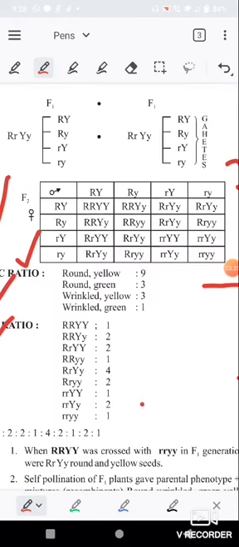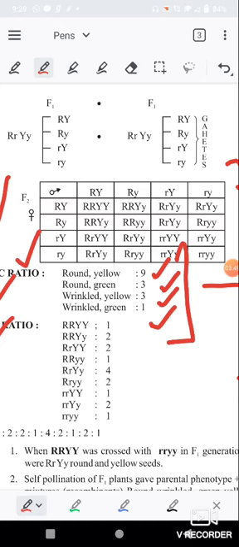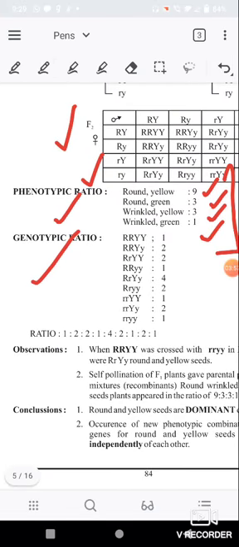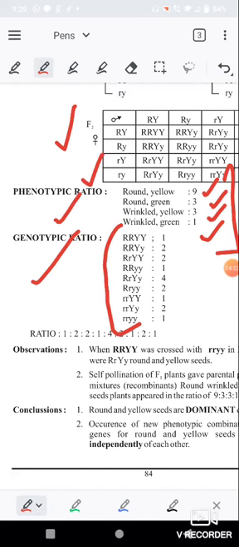When we calculate, there are 9 progenies which are round and yellow, 3 which are round and green, 3 which are wrinkled and yellow, and 1 which is wrinkled and green. So Mendel found the phenotypic ratio like this, and he was getting the 9:3:3:1 ratio. And the genotypic ratio basically tells us the genotypes of the progenies. All these possible genotypes are there from the above cross, and we are getting their numbers like this, and the genotypic ratio we are getting is this one.